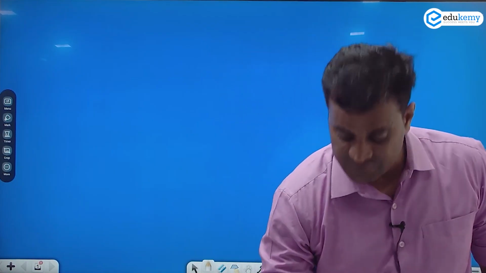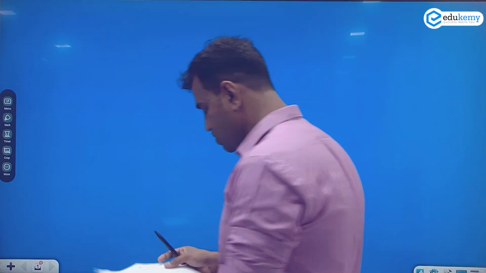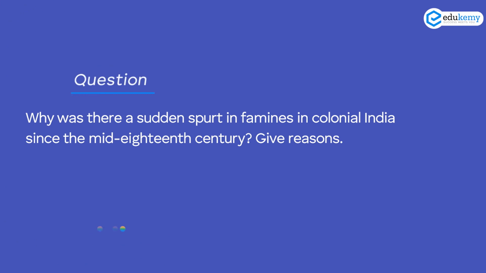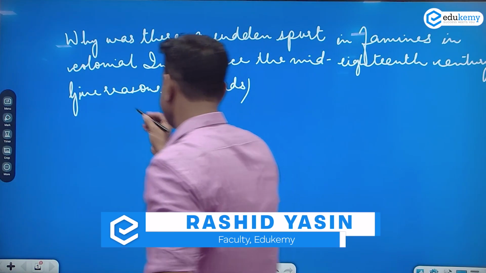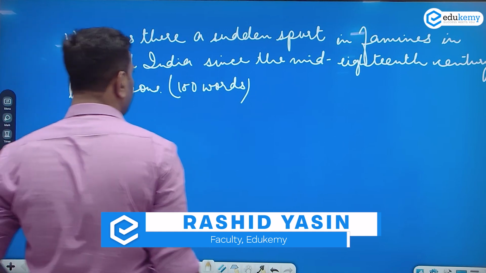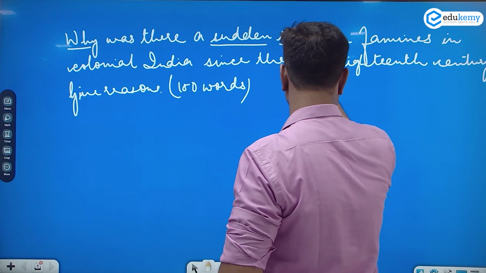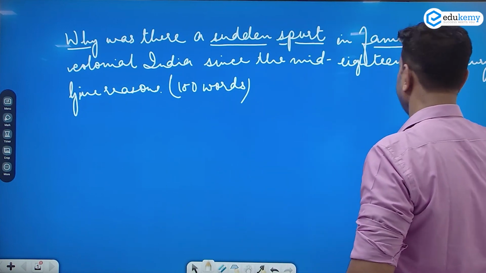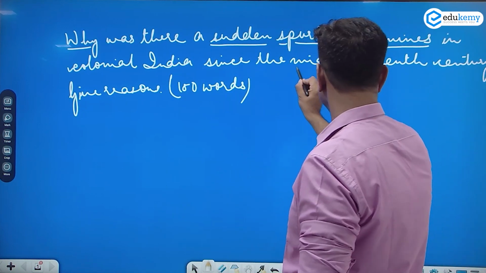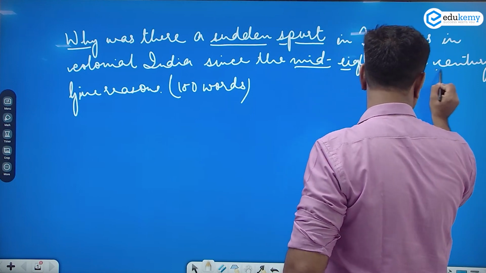The second question which was asked from modern India is, why was there a certain spurt in famines in colonial India since the mid-18th century? The question is again, why? Reasons also clear. The key word is certain spurt, certain rise in famines in colonial India since the mid-18th century.